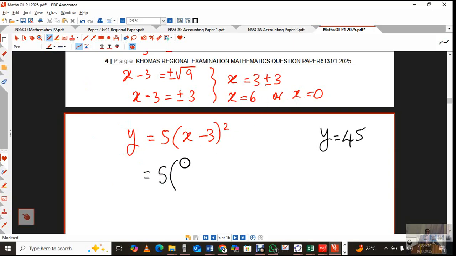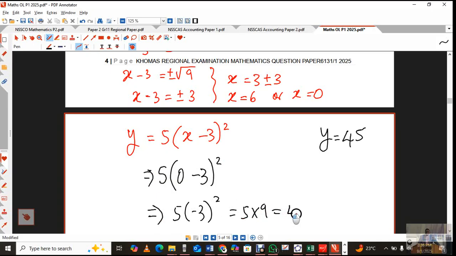See what it is that we're going to get if you were to place one value. Let's say we start with 0. I take 0 for x in x minus 3 squared, right? This will give me 5 times negative 3 all squared. And here's the thing: negative 3 all squared is 9. Anything squared is positive. So this is 5 times 9. Surely it will be 45. So it works when you have 0 for x.